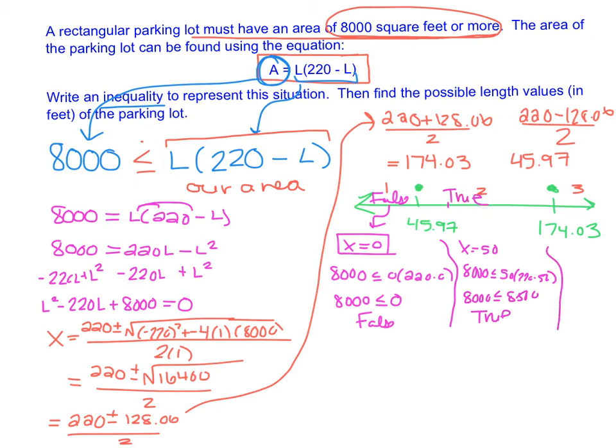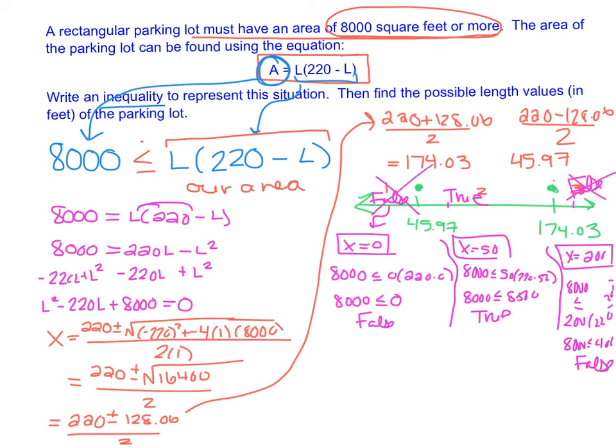And then if I look at region 3, if I pick a number in there, I can pick x is equal to, let's say, 200. So if we substitute values in there, we get 8,000 is less than or equal to 200 times 220 minus 200. Sorry, I'm running out of room there. But if I multiply that out, I get 8,000 is less than or equal to 4,000, which I know to be false. So what I'm noticing here is that region 3 doesn't work, region 1 doesn't work, but it's only this region right here in the middle, which is region 2, that results in lengths that will produce the area that we need in order to create our parking lot.